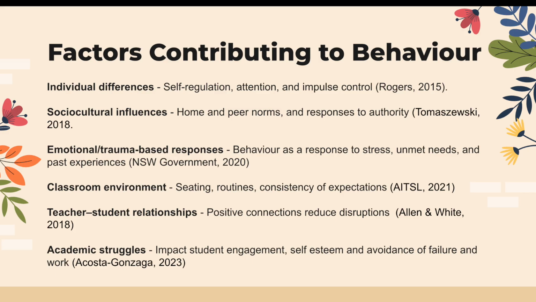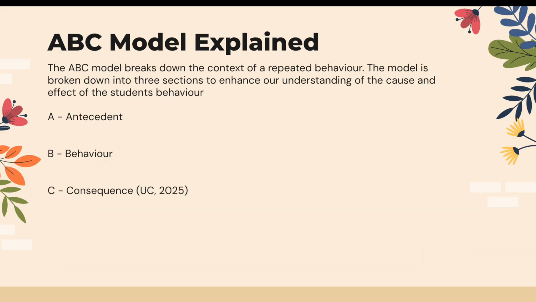By acknowledging these factors, we can avoid labelling students as problematic and instead approach behaviour management through a preventative, rational, and inclusive lens. The ABC model breaks down the context of a repeated behaviour. The model is broken down into 3 sections to enhance our understanding of the cause and effect of the student's behaviour. Dr. Karen Oakley in Module 4.2 by UC described A as the antecedent.